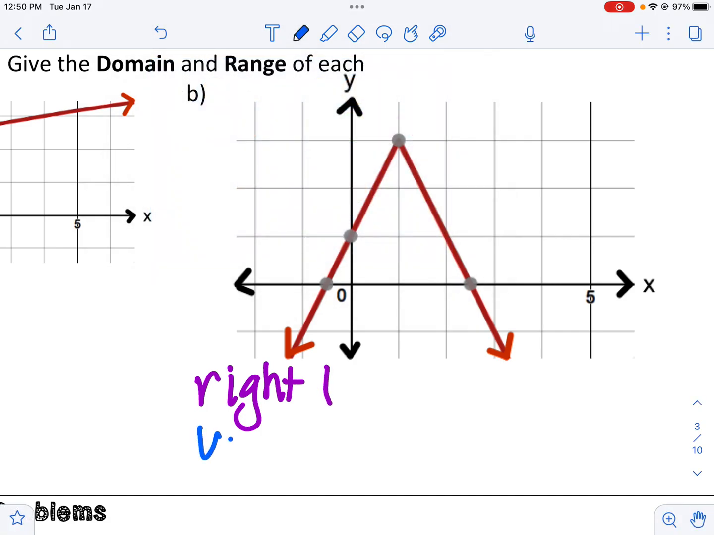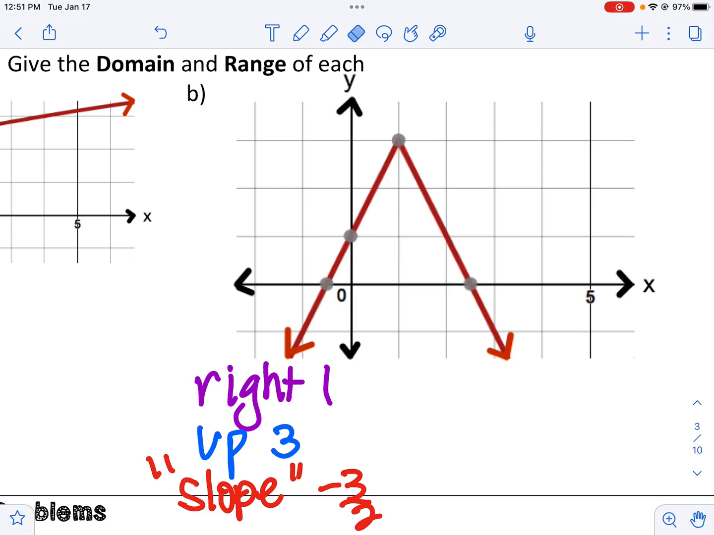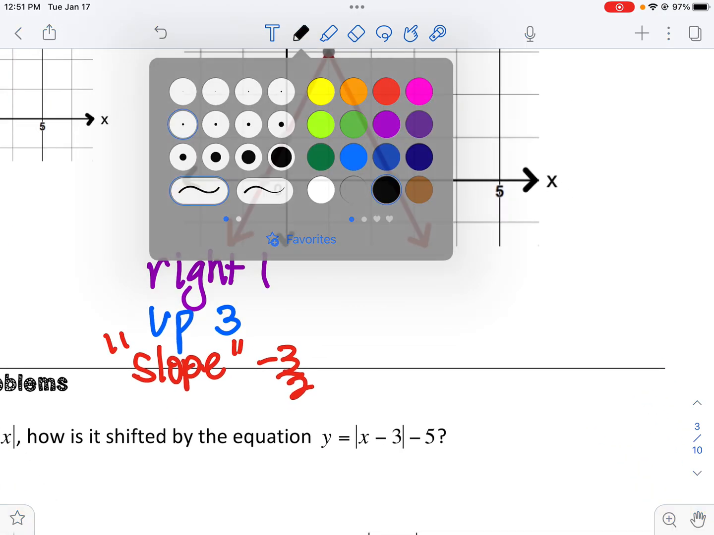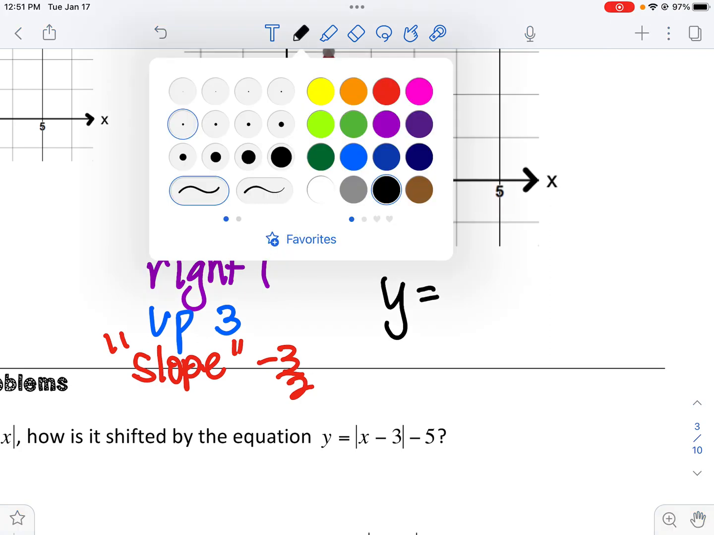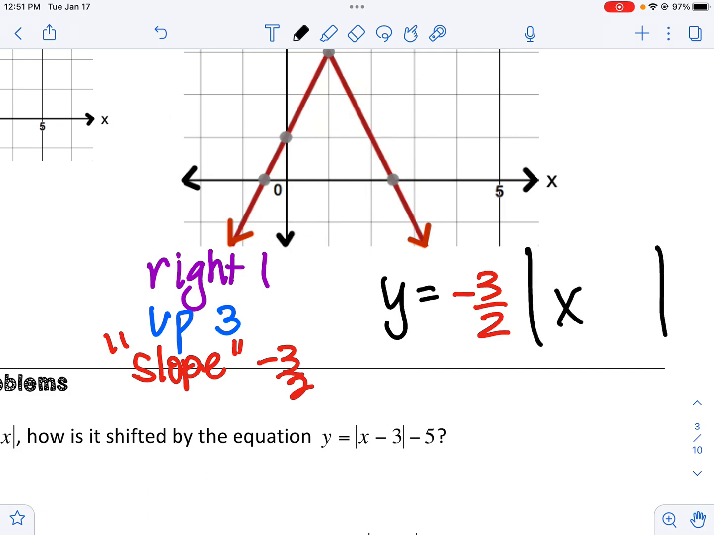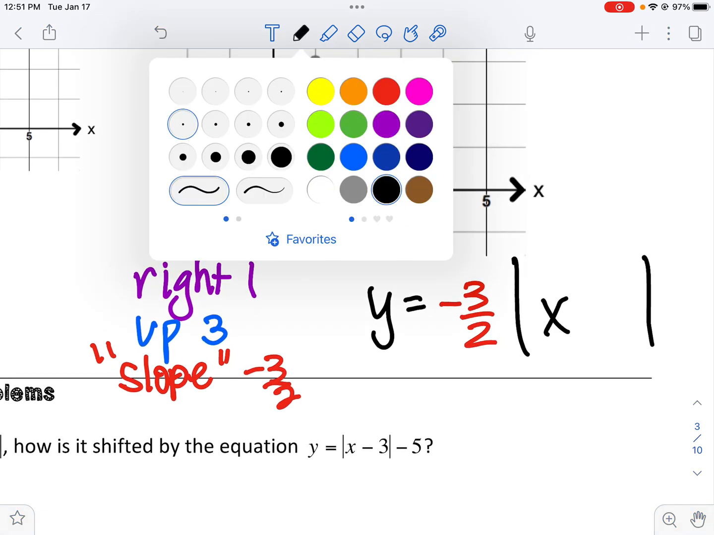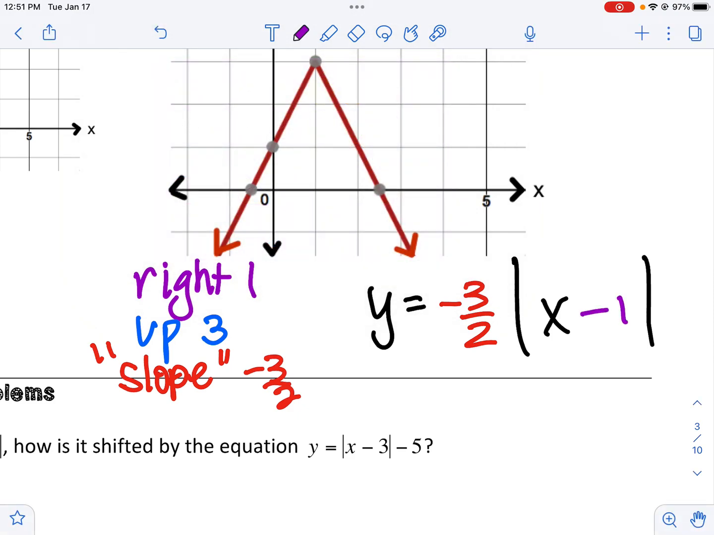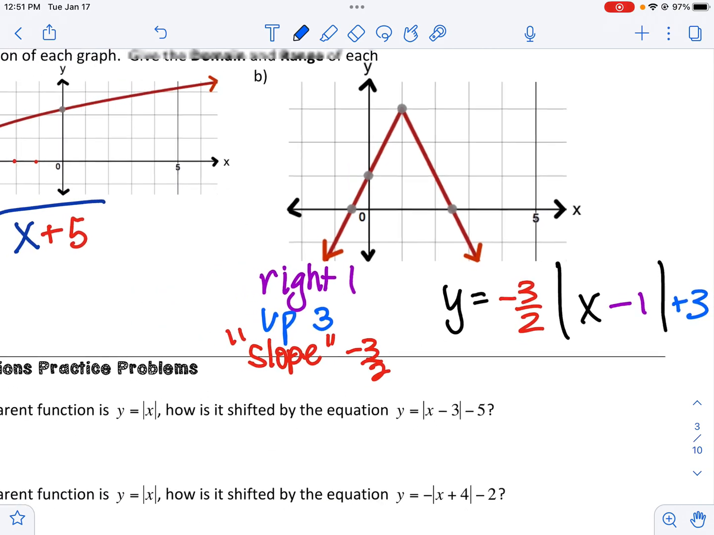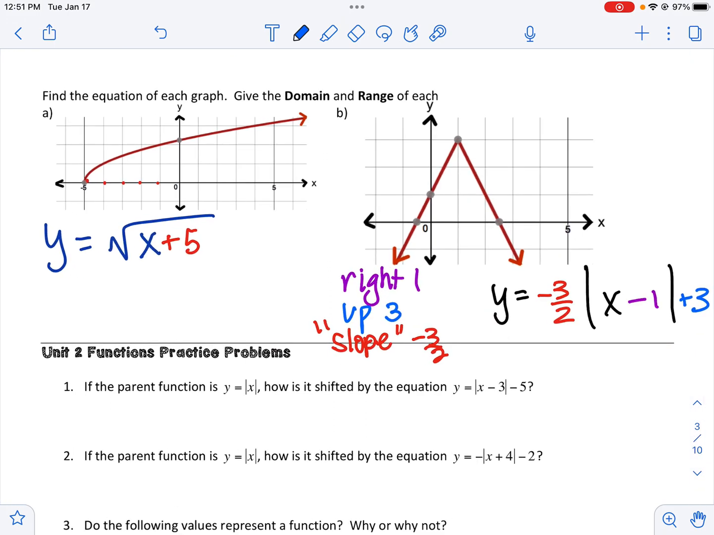It goes up 3, and it's upside down, and the slope, to get from one point to the other, we go down 3 over 2. Okay, so let's put this all together and write the equation of the function. So we have y equals our slope, negative 3 over 2. We have the absolute value of x, and it's to the right 1, so that is minus 1. And it's up 3, so on the outside we'll put our plus 3. So that's putting it all together with up, down, left, and right, also your slope.